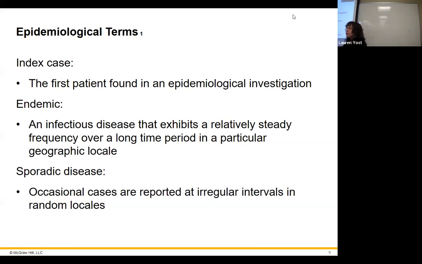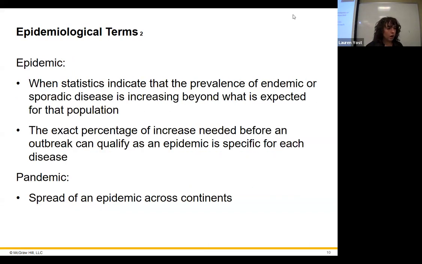If somebody were to bring a super strange tropical disease into the room that we had never seen before here in Oklahoma, that would probably be a sporadic disease, as long as it wasn't maintained thereafter. That's the idea. So it sort of popped up, not normally seen there.